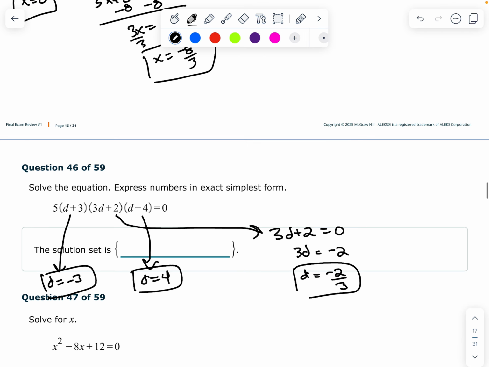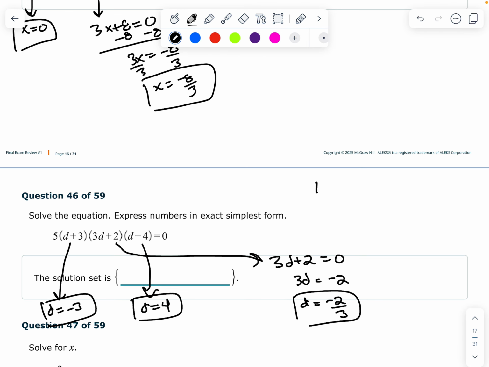I'm sorry I didn't cover this one up. Solve the equation. Step 1, set it equal to 0. Step 2, factor it. Step 3, set the factors equal to 0. So here and here are easy. D equals 3, D equals 4. Negative 3 and 4. This one's a little bit harder to think about, so we just go over to the side, set it equal to 0, and D equals negative 2 over 3. We got 3 solutions here.